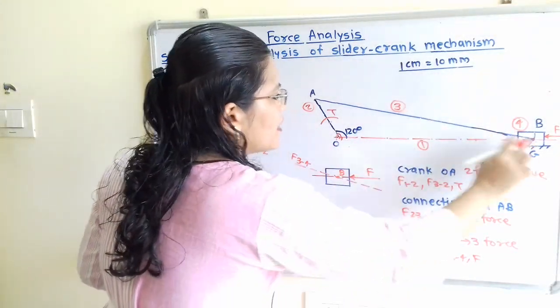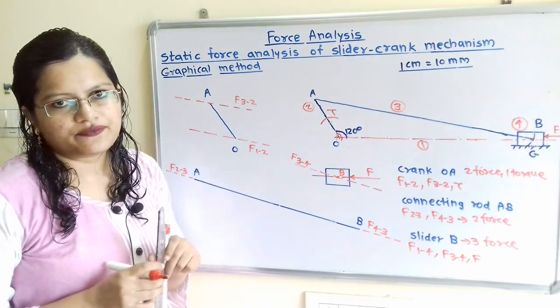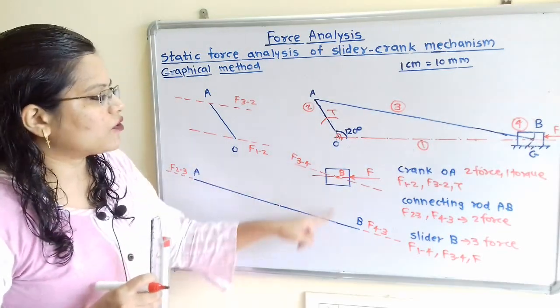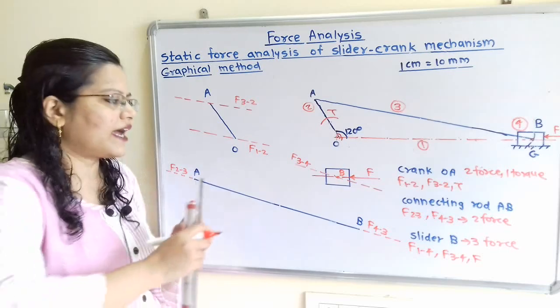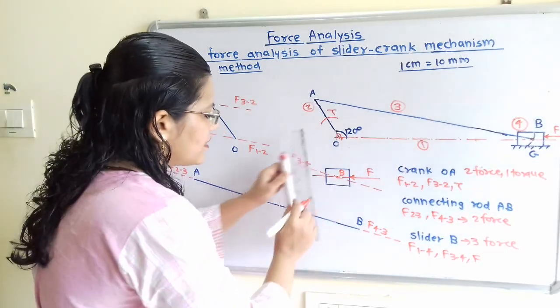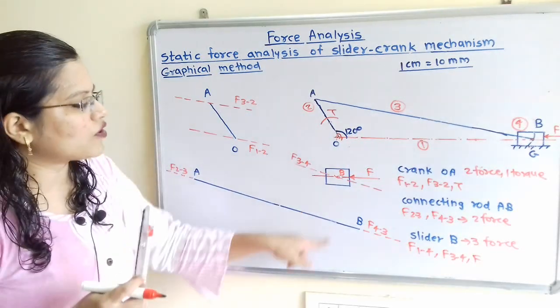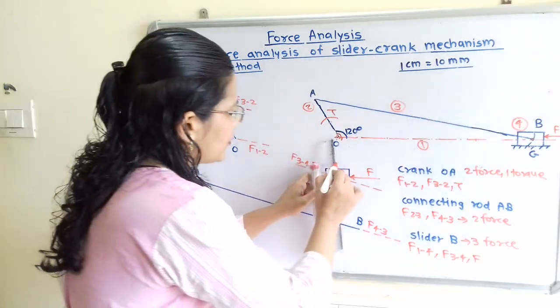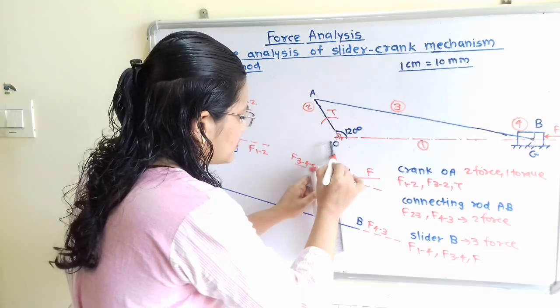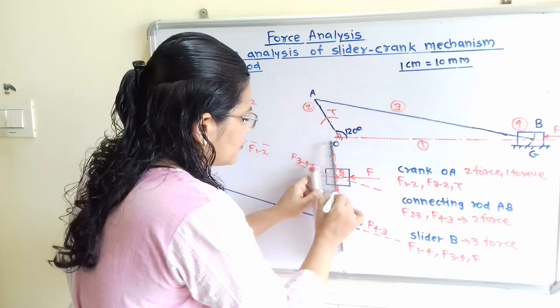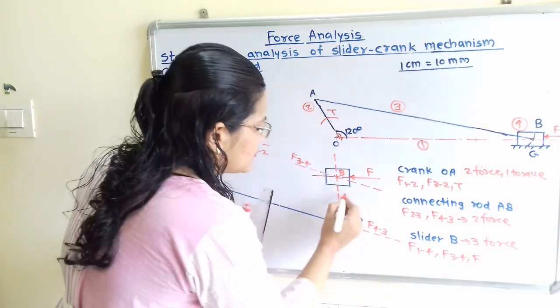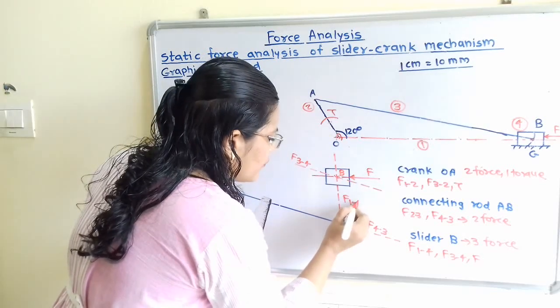So this link 1 is the fixed link. So we have to show this force in the vertical direction. Through the center we will show it, because the third force should also pass through this concurrent point, and we will show here the line of action of force. So this line of action of force is for F of 1 to 4.